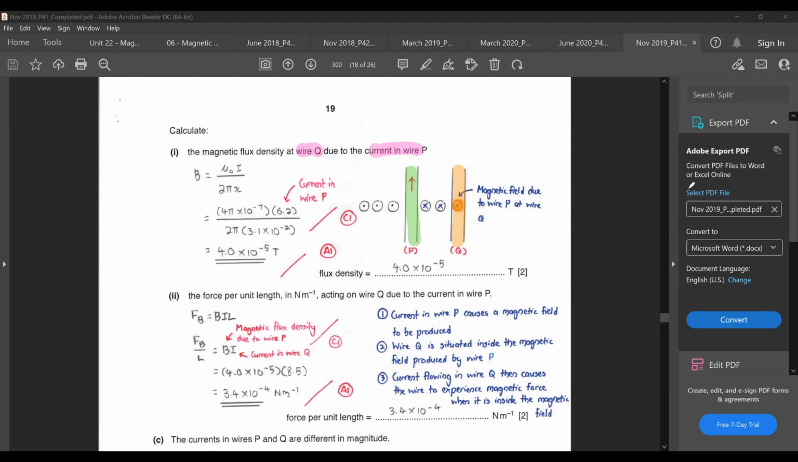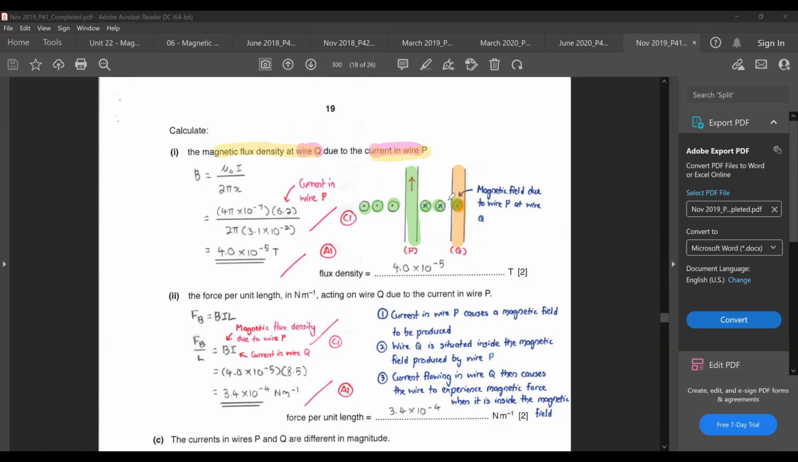So as I mentioned to you, a current in one of the wires will cause a magnetic field. That one is indicated by these green dots here. The current in wire P will cause this magnetic field here. And it so happens that wire Q, the orange line, is inside the magnetic field of wire P. The question is now asking you to find out the flux density at wire Q due to current in wire P.